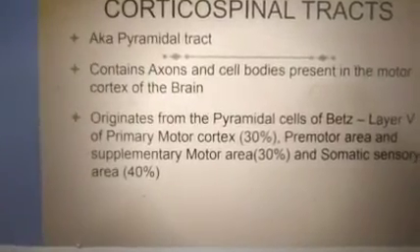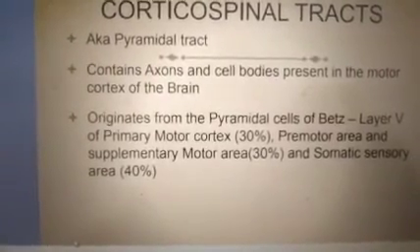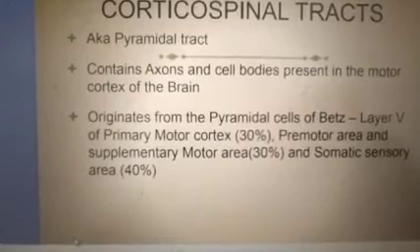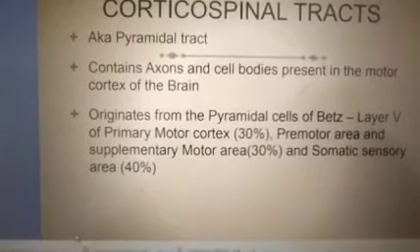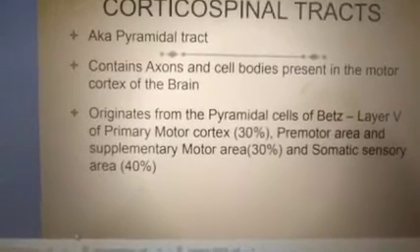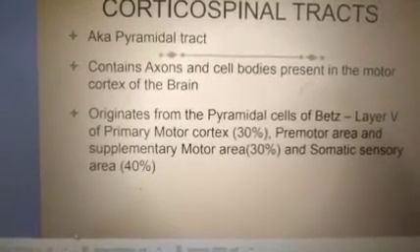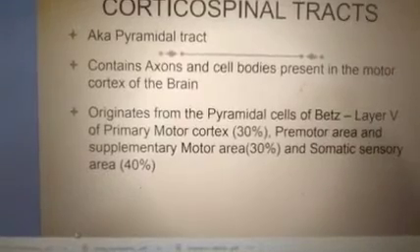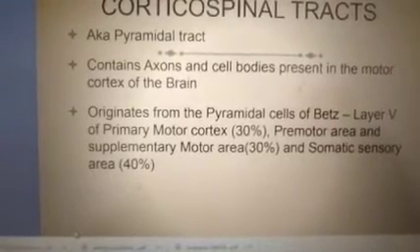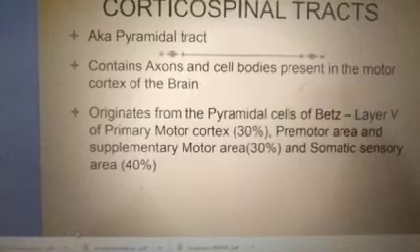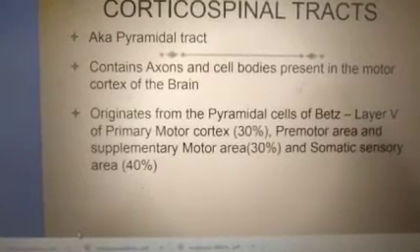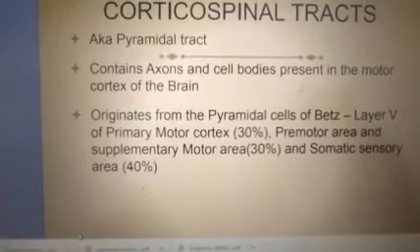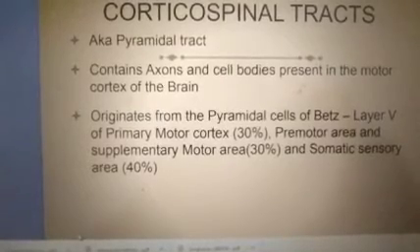So the pyramidal tract, if you see, the corticospinal tracts contain the axons of cell bodies present in the motor cortex of the brain. The pyramidal cells originate from the base layer of the primary motor cortex, that is 30%. Then premotor area and supplementary motor area is 30%, and 40% is from the somatic sensory area.